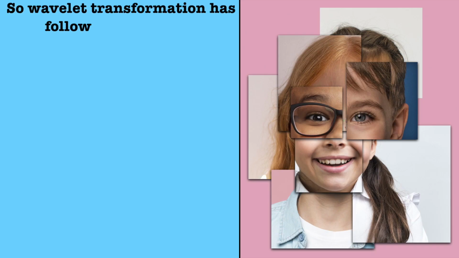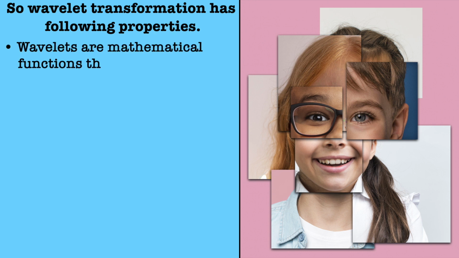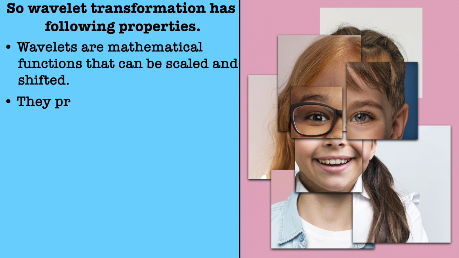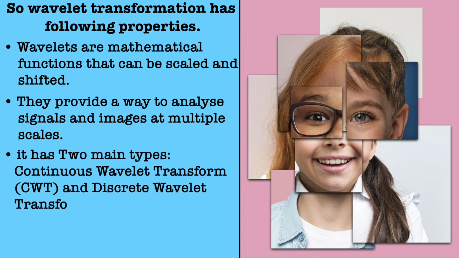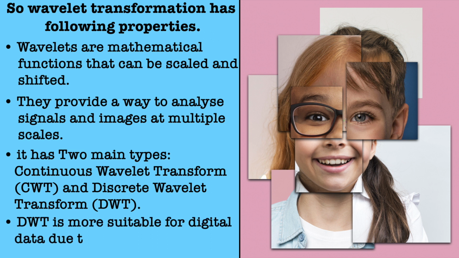So, wavelet transformation has the following properties. The first is wavelets are mathematical functions that can be scaled and shifted. Second, they provide a way to analyze signals and images at multiple scales. It has two main types. First, CWT, which stands for continuous wavelet transform, and second is DWT, which means discrete wavelet transform. DWT is the most suitable for digital data due to its discrete nature.